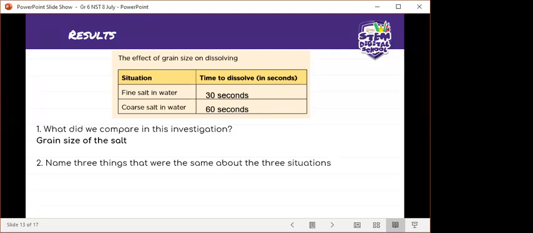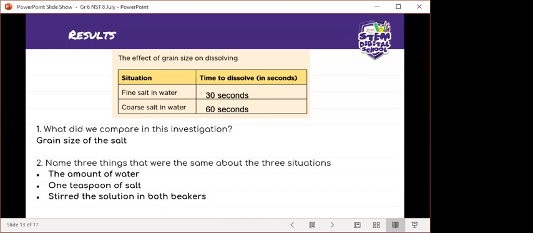Okay, let's see what the answer is. The amount of water, which was mentioned by Kia, beautiful. The 1 teaspoon of salt, Ijura mentioned that. And you guys did not mention that we stirred the solution in both beakers. The reason why we do not consider the beakers as a factor is because it does not have an impact on what we are testing. If for fine salt we used a glass beaker, and for coarse salt we used a yogurt container, that does not impact the rate of dissolution. So when you're asked about factors that impact your experiment, they're looking at the factors that impact what you are testing in the experiment. So these are your three answers.